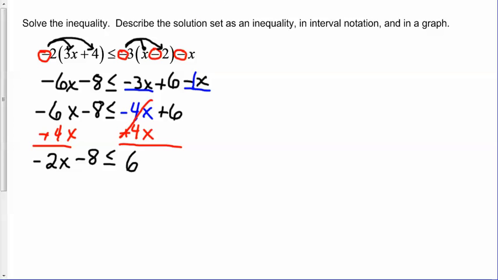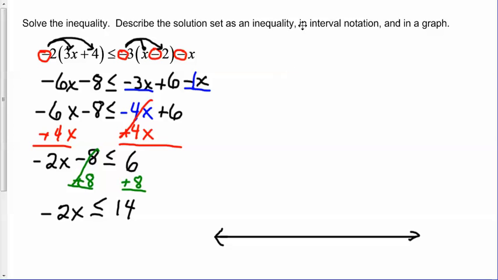Now we're going to move this -8 over to the other side. Because it's -8, we're going to add 8 to the left and add 8 to the right. We see here the -8 and the +8 are going to cancel each other out. That's going to leave us with -2x on the left side, and then less than or equal to, and here we have 14 on this side.